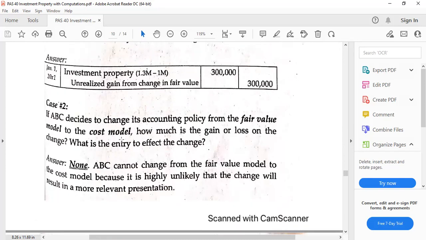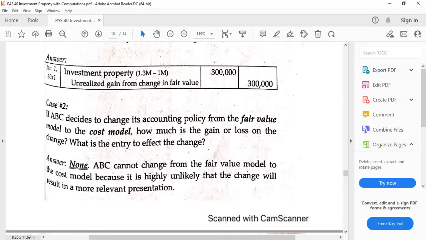Now, what about for case number 2? If we move from fair value to the cost model, what would be the gain or loss and what would be the entry? First and foremost, we have to take note that it is not allowed. Therefore, no gain or loss and no entry to affect the change. Then it's going to continue with the depreciation method that was considered prior under the best effective method that can be used for depreciation.